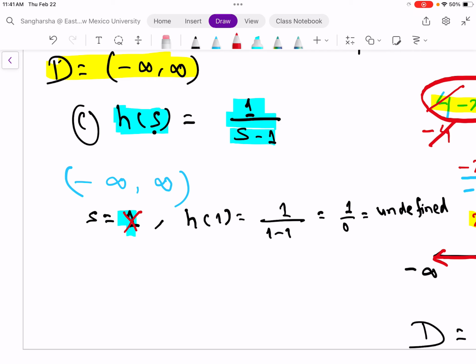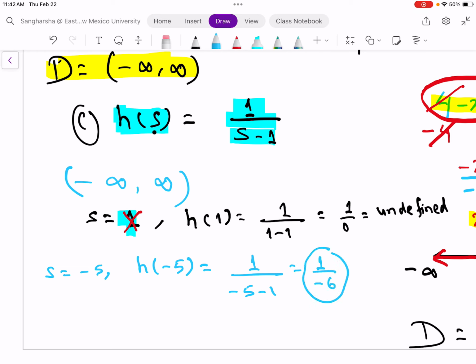But what about other numbers? Can we have any other number for s and get an output? Yes, like a fraction, decimal, square root? Yeah, 2. Now what about a negative number? Can we have a negative number for s here? Let's try. Let me pick s equals negative 5 and substitute negative 5 for every s. So we have h of negative 5 equals 1 over negative 5 minus 1, which is 1 over negative 6. Is this a real number? It's a negative fraction. It's a real number.